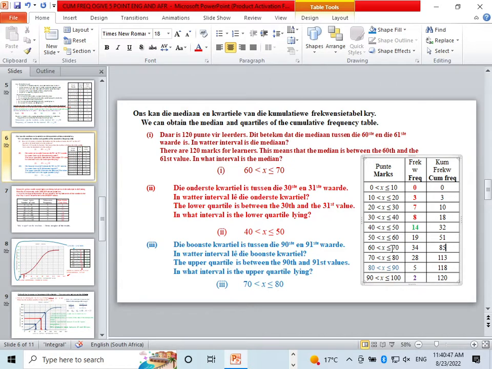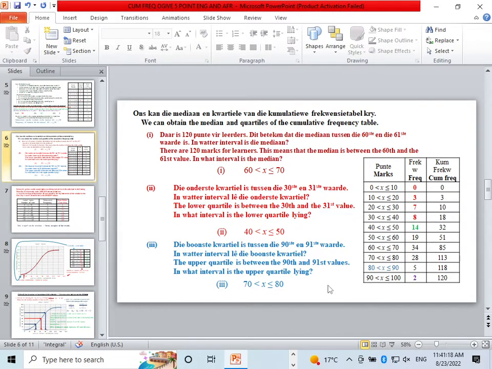The lower quartile is between the 30th and the 31st value. What is the interval of the lower quartile? So you go and look there. There's 32, so it's going to be 40 to 50. The upper quartile is between the 90th and the 91st values. Which one is it? 70 to 80, there where 113 is. Easy.